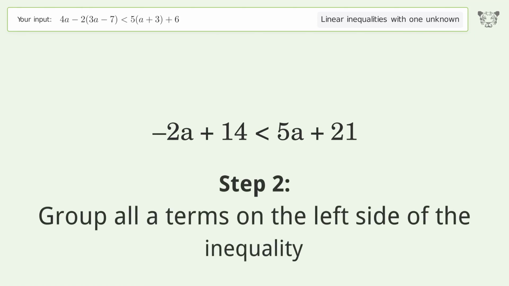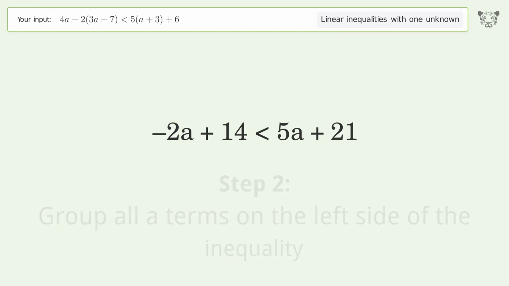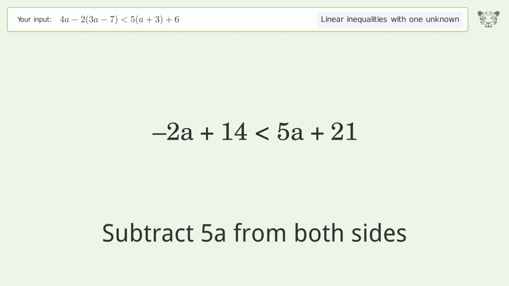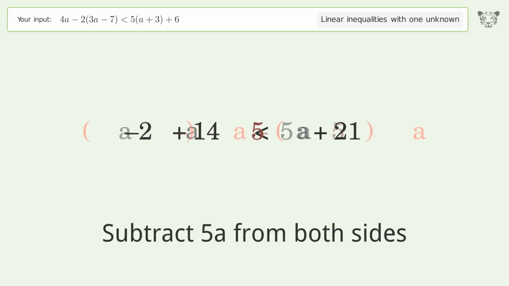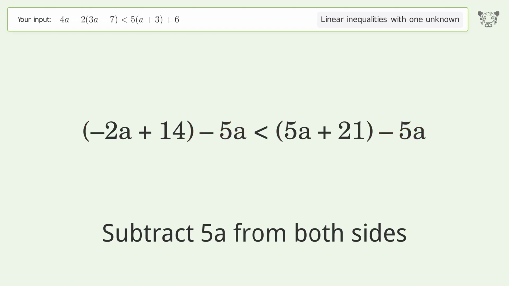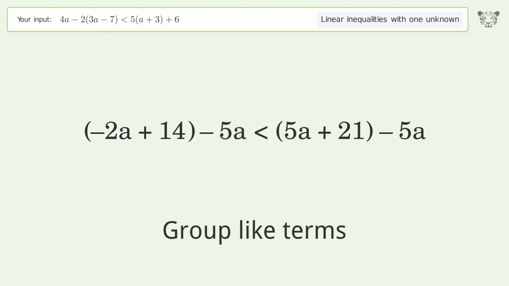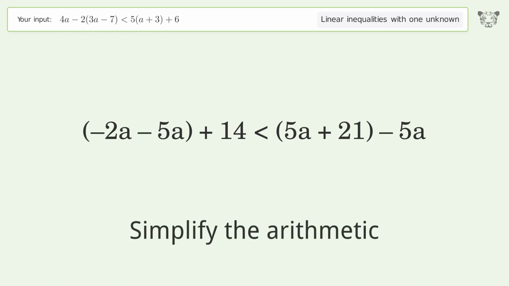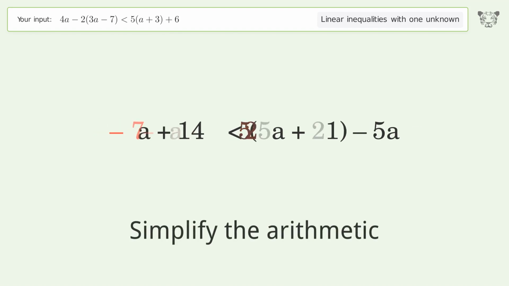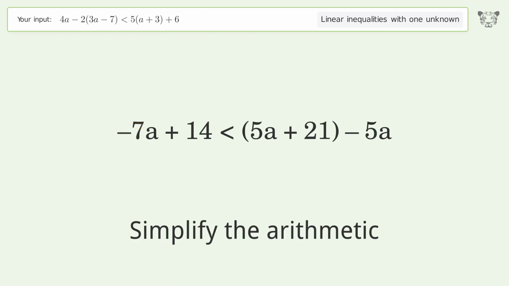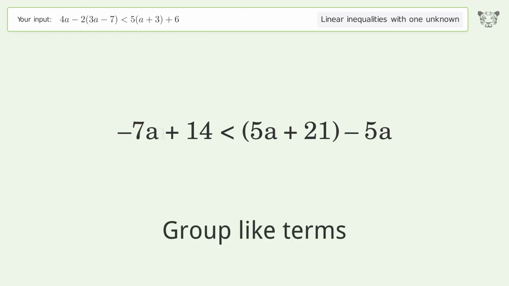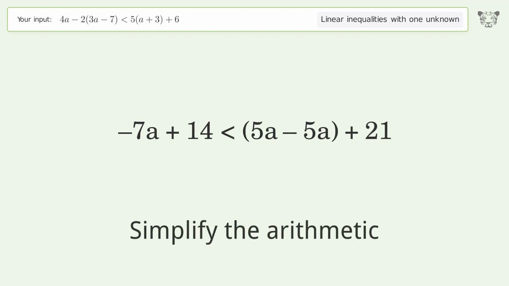Group all a terms on the left side of the inequality. Subtract 5a from both sides. Group like terms. Simplify the arithmetic. Group like terms. Simplify the arithmetic.